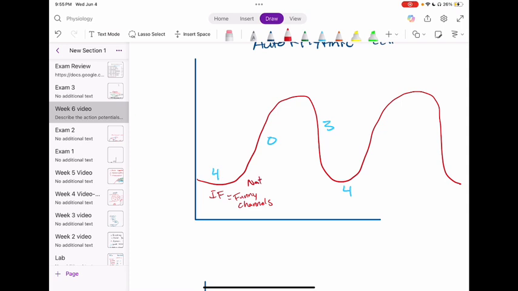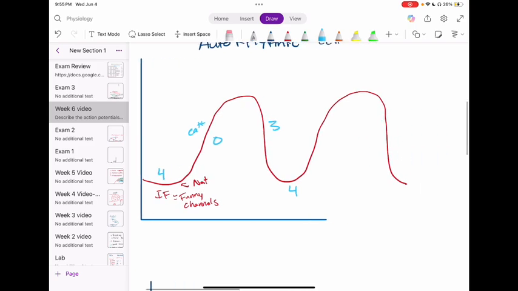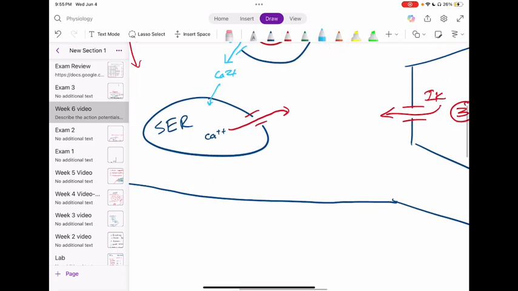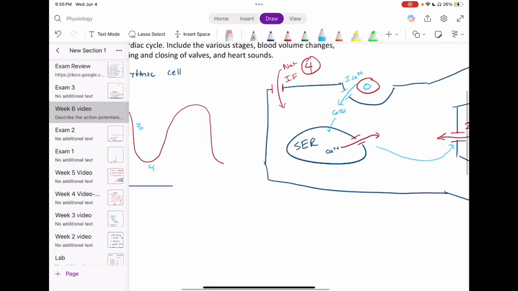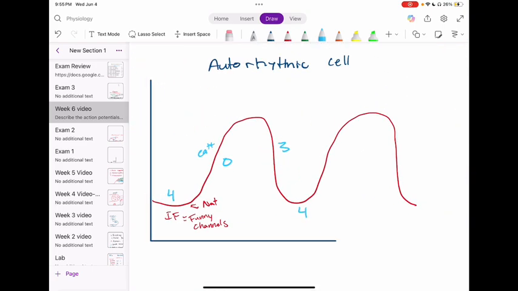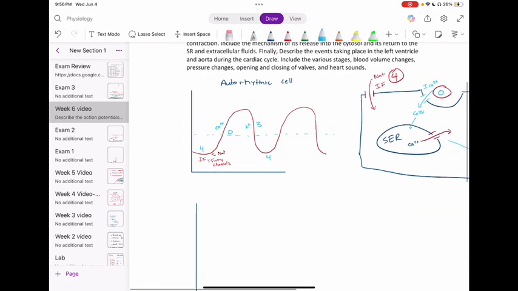As 4 comes in, we'll talk about it again. The sodium comes in with the funny channels. That activates the calcium to come in. Then the calcium goes to the smooth endoplasmic reticulum and opens that up. The calcium comes out and activates this potassium channel, and that potassium channel leaks it down under threshold again, and it goes back into step number 4.